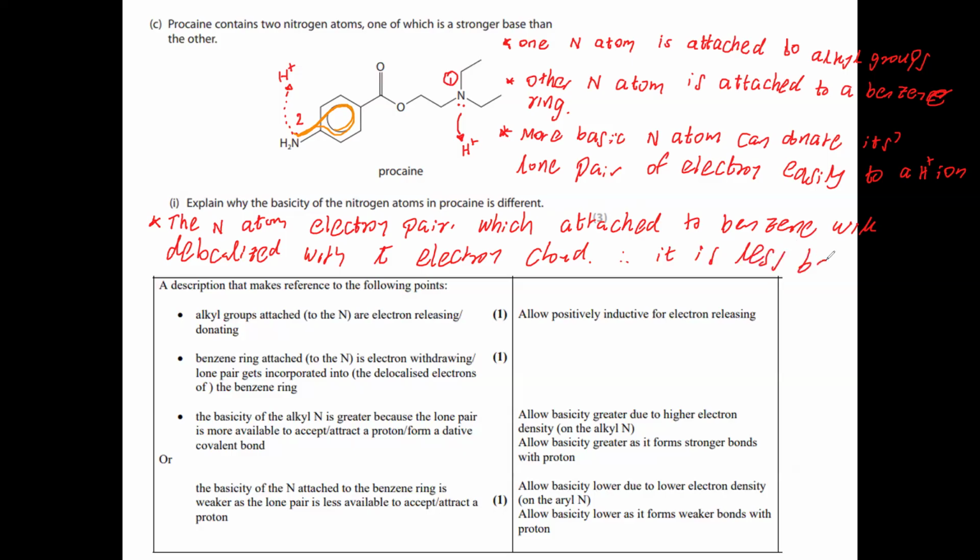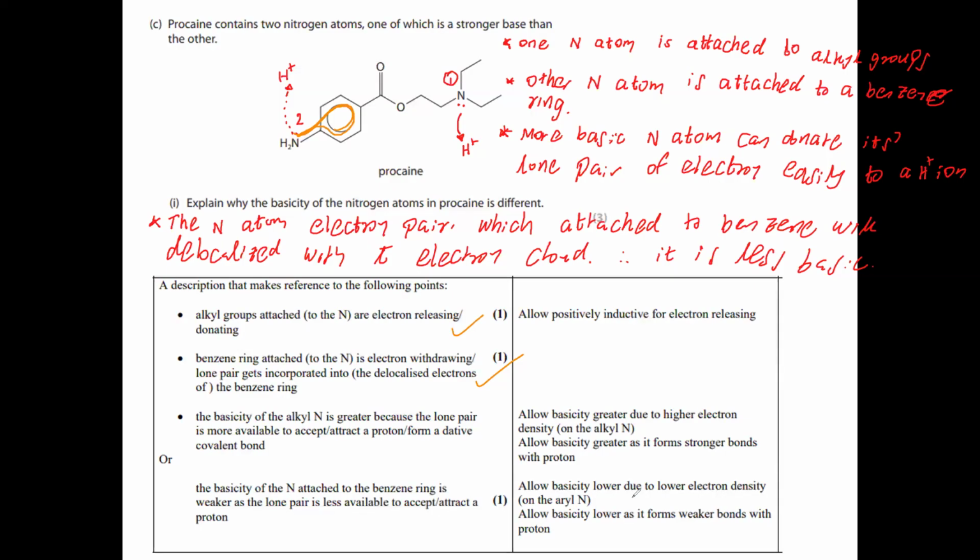Less basic. Let's take the first point. They say that the alkyl group is attached to nitrogen. There are alkyl groups attached to one nitrogen and a benzene ring attached to the other nitrogen. The basicity of the alkyl nitrogen is greater, or you can say the basicity of the nitrogen attached to the benzene ring is weaker, as the lone pair is less available to accept or attract a proton.